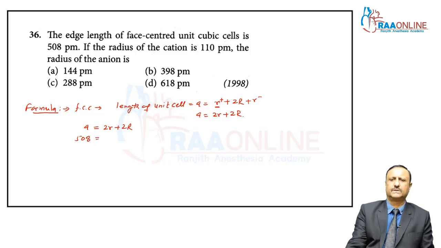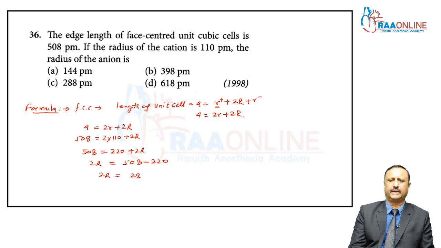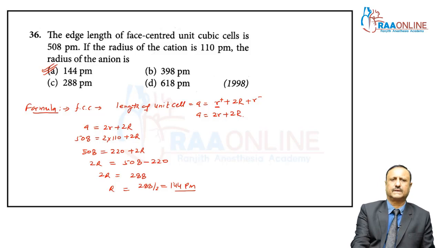A is 508, and the value of the cation is 110. So we put the cation, 2 into 110, plus 2R, means 508 equals 220 plus 2R, so 2R is equal to 508 minus 220, which is 288, and R is equal to 288 divided by 2, you get 144 picometer. And my dear students, this is the answer. Question number 36, you get answer A.